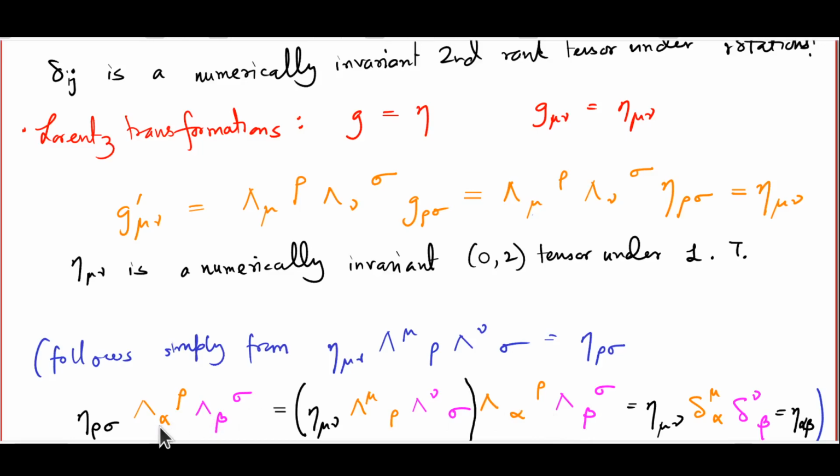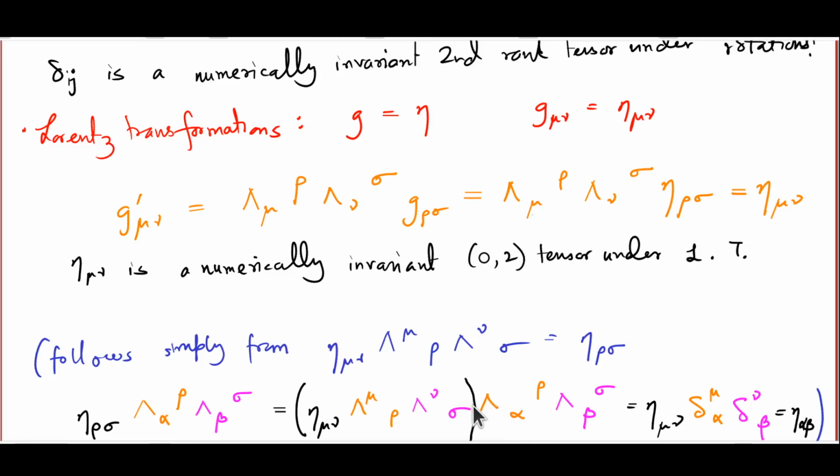Notice that we actually change these two indices from mu and nu to alpha and beta simply because mu and nu are being used as dummy indices in the expression for eta rho sigma here. And you cannot confuse a dummy index with another index which is free.